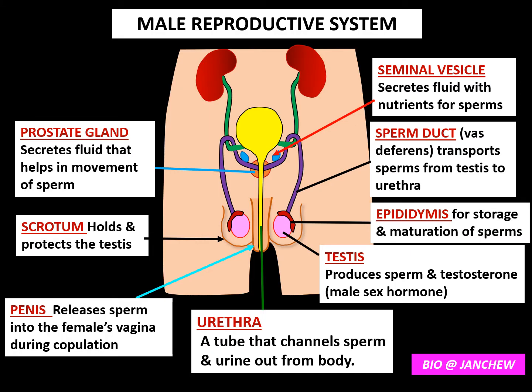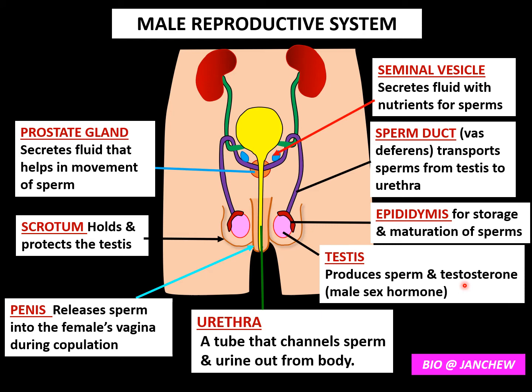Let us discuss the structure of the male reproductive system, starting from the organ where the sperm is produced, and then we'll trace the pathway of the sperm until it is released from the body through the urethra and out into the external environment. Okay, so a male has a pair of testes, which is the male reproductive organ that produces sperms in the seminiferous tubules here, which we'll discuss later.